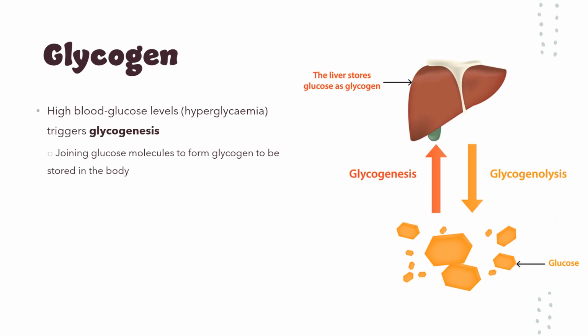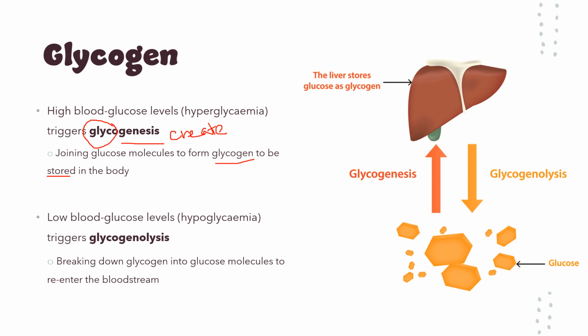When we have high blood glucose levels, so hyperglycemia, this triggers something called glycogenesis. And that is the joining of those glucose molecules to form glycogen to then be stored. Right, so we have excess glucose or high blood glucose, we're going to have glycogenesis. Remember, glyco refers to carbohydrates, and genesis means to create. So we are creating glycogen from that excess glucose in our blood, and we're storing it.